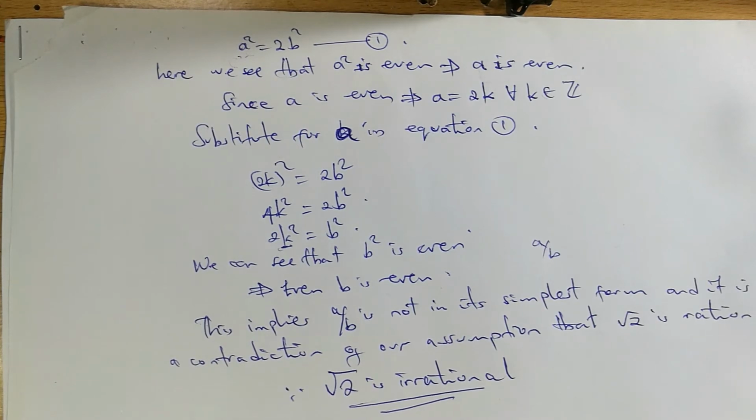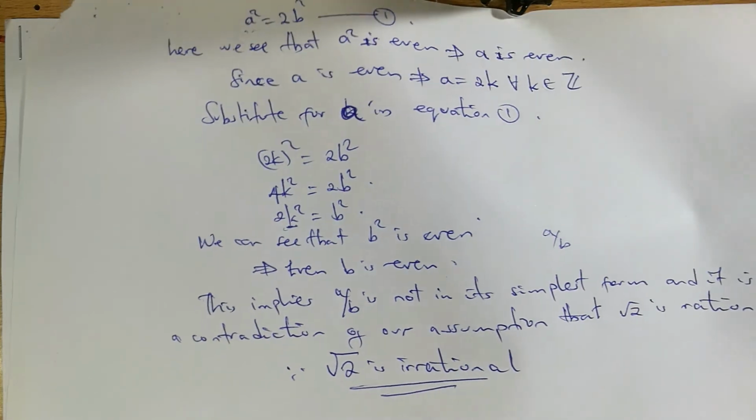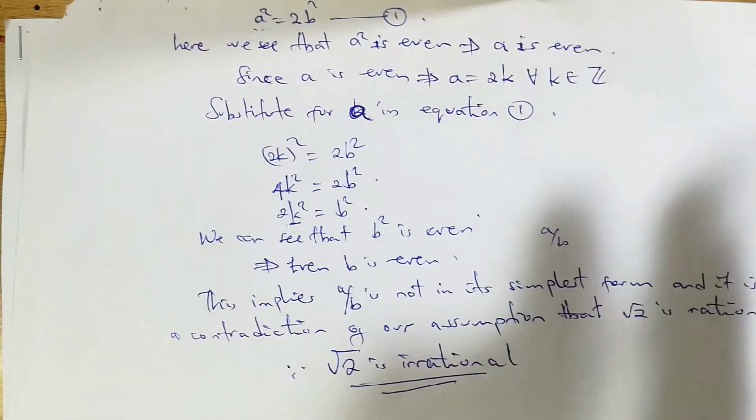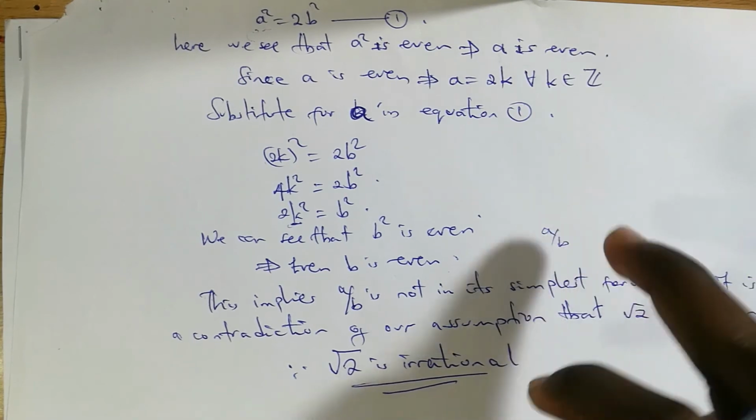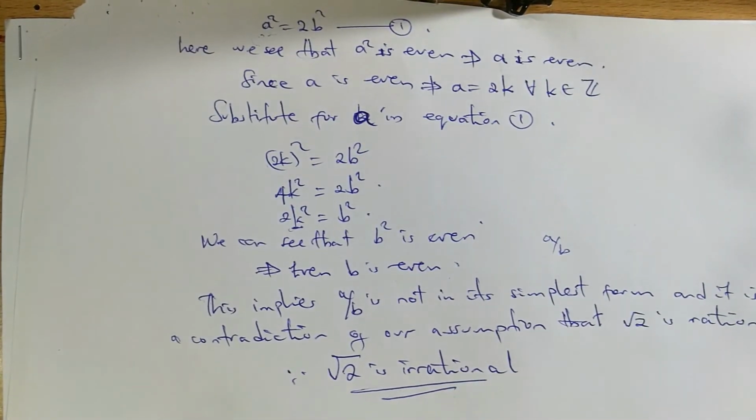So we are done with that proof. We can see that root 2 is irrational. A rational number must be in its simplest form, and since we could not see that a over b is in its simplest form here, we had to conclude that it's irrational.